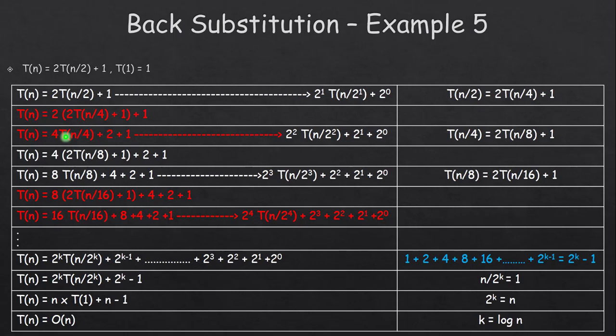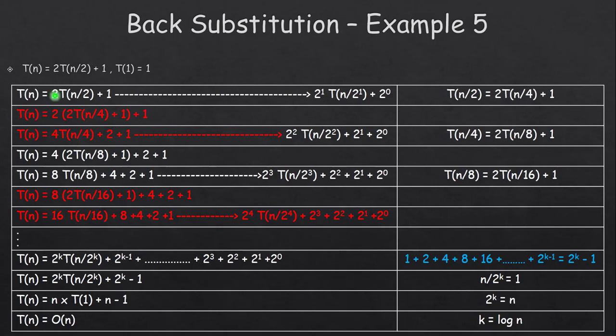I am finding T of n by 4. How to find T of n by 4? Substituting n by 4 in place of n in the given equation. I will get T of n by 4 equal to 2T of n by 8 plus 1. I am substituting it back. In place of T of n by 4 I am substituting 2T of n by 8 plus 1, plus 2 plus 1. So I am multiplying by 4. T of n equal to 8T of n by 8 plus 4 plus 2 plus 1. Similarly I will find T of n by 8 and substitute back. I will get an expression like this.